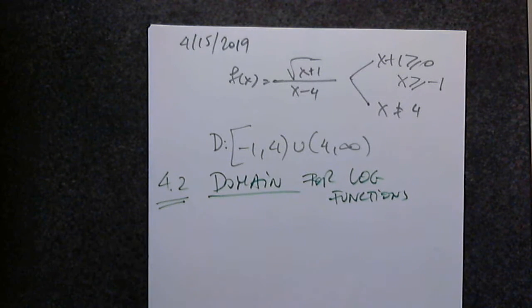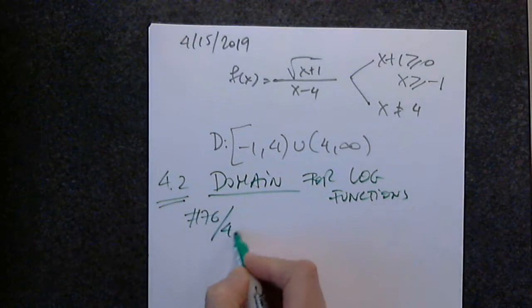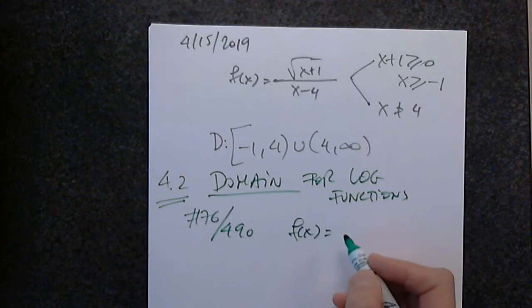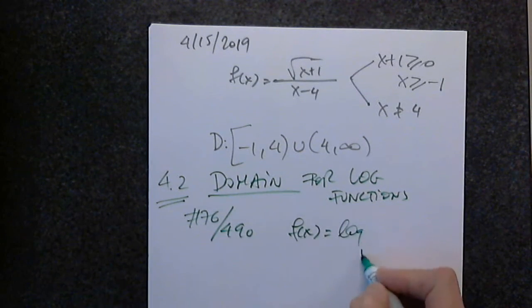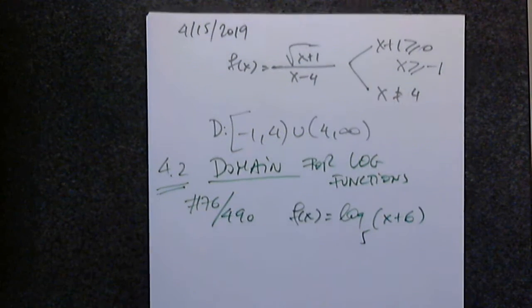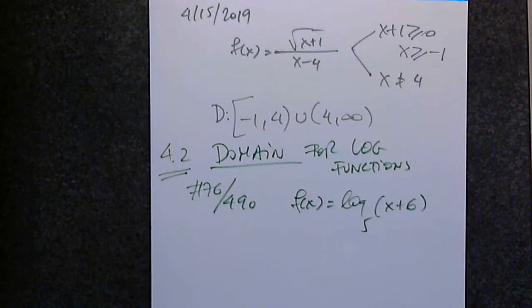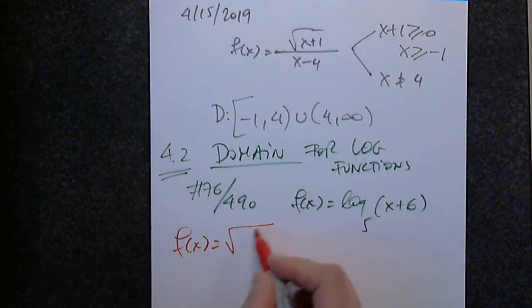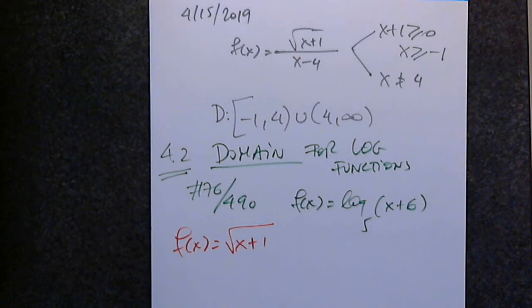Okay, so let's start with the problem on page 490. Let's say 76 on 490. And we have f of x equals log base 5 of x plus 6. Like before, let's go back to another function that we looked at before. We looked at f of x, and we had this example a minute ago, the square root of x plus 1. How do I find the domain of the square root first?